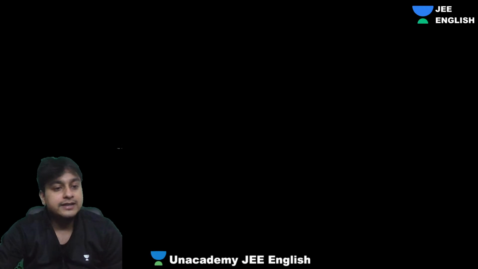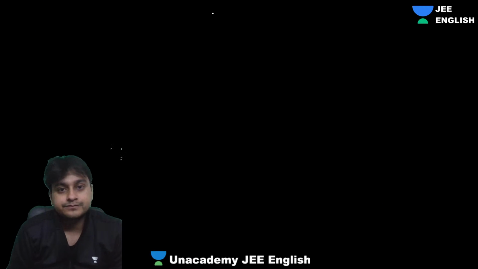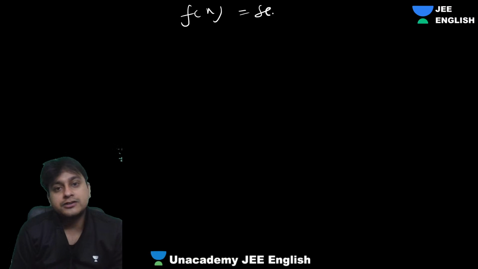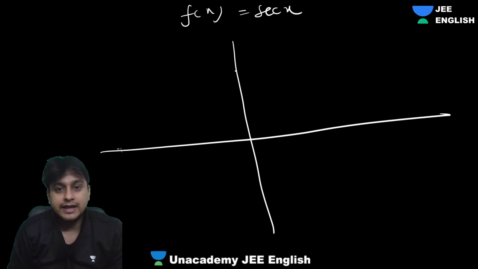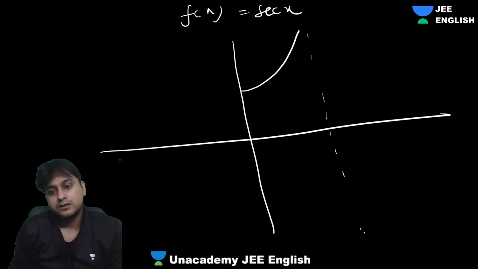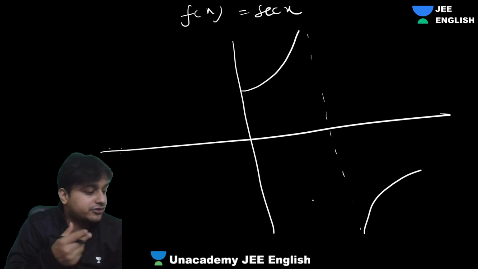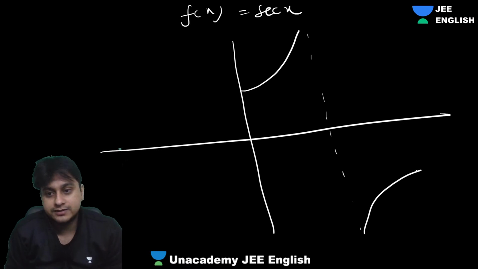Okay, so guys, sec inverse x. So first of all, let's draw the curtailed sec x function. So the curtailed part of sec x, we will draw it. So it will be like this. Okay, this is the part. This is the invertible part. Now it is ready to get inversed.